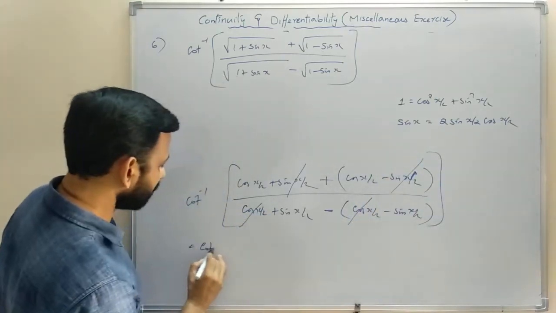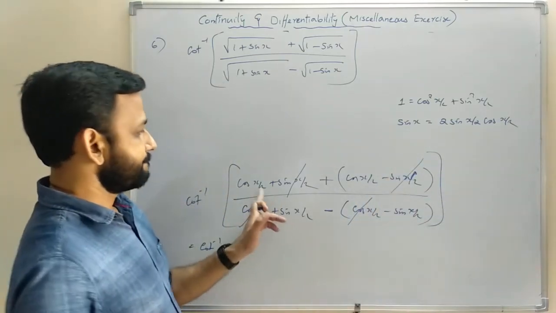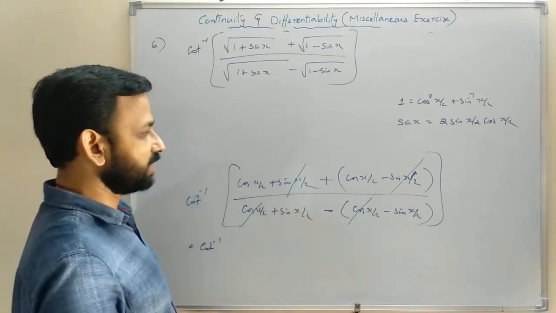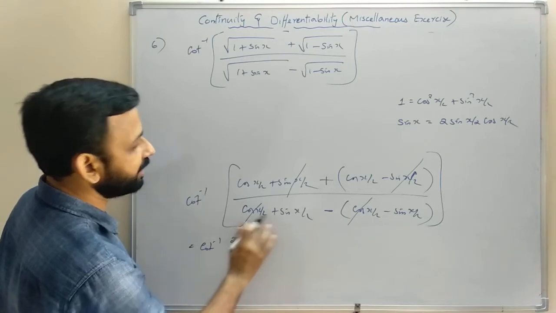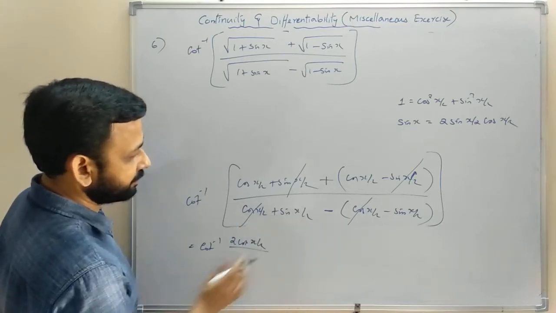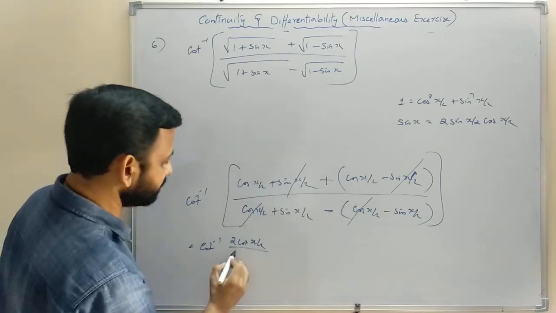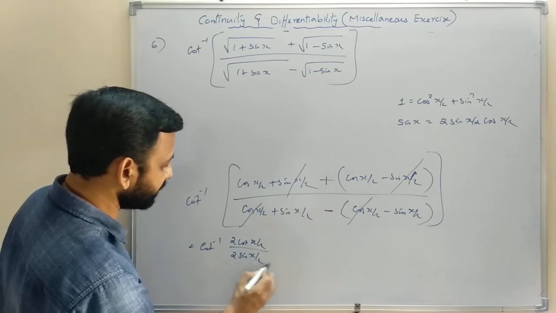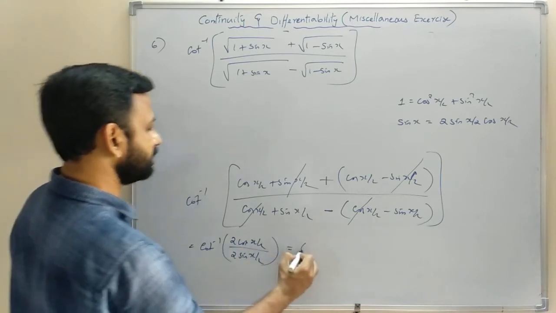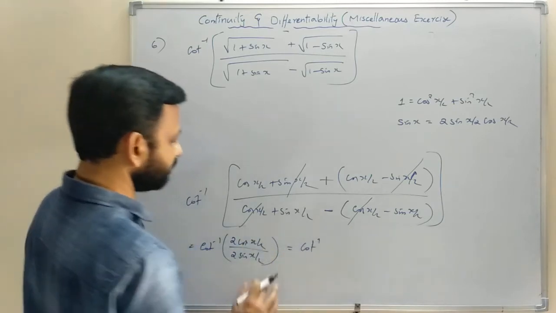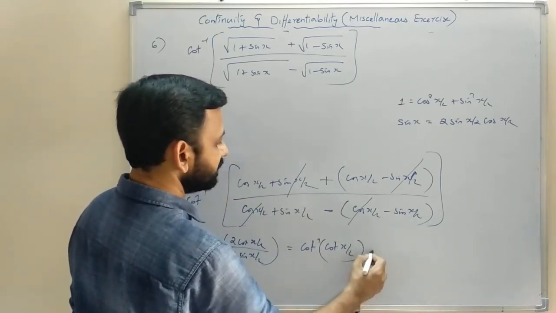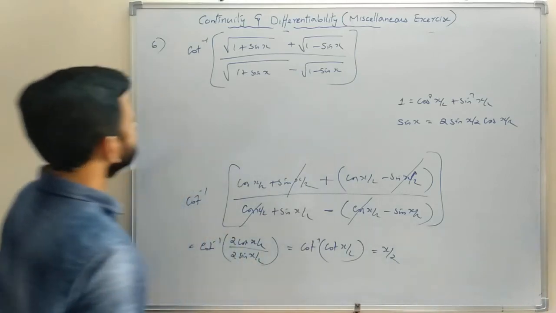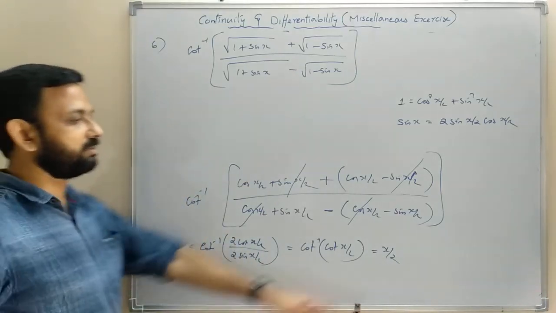Then that is equal to cot inverse of cos x by 2 plus cos x by 2, that is 2 cos x by 2, divided by sin x by 2 plus sin x by 2, that is 2 sin x by 2. The 2 and 2 cancelled. Cot inverse of cos x by 2 upon sin x by 2, that is cot inverse cot x by 2, that is equal to x by 2. So we got the given expression is equal to x by 2.